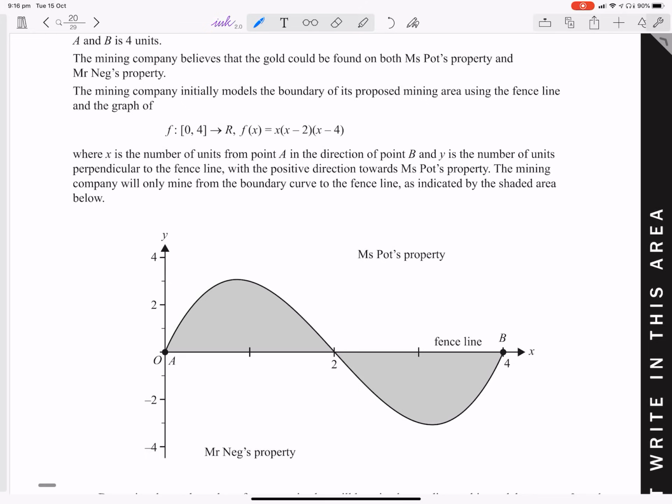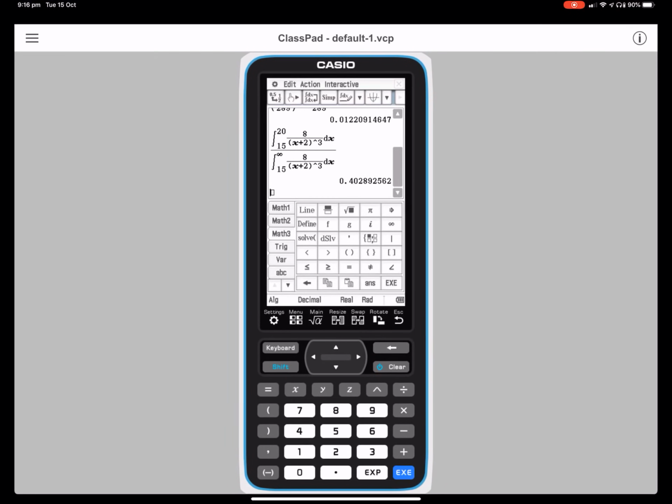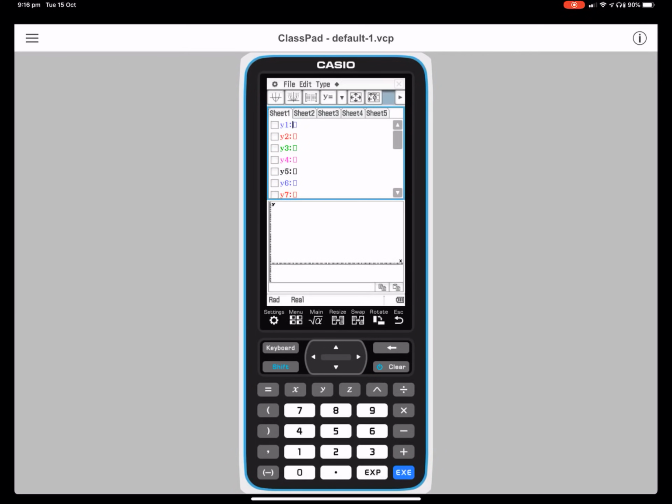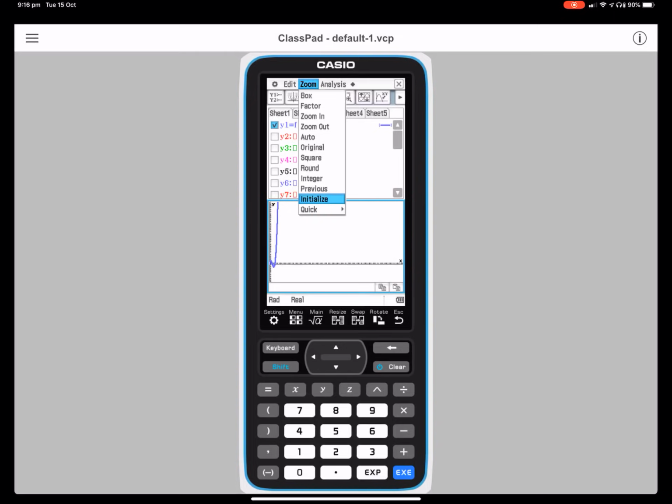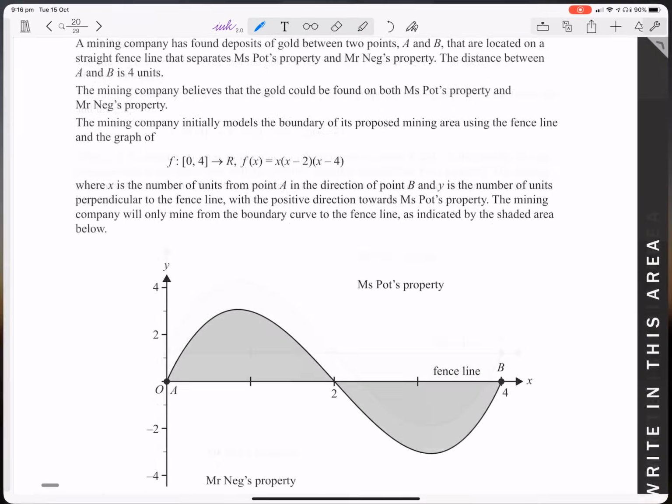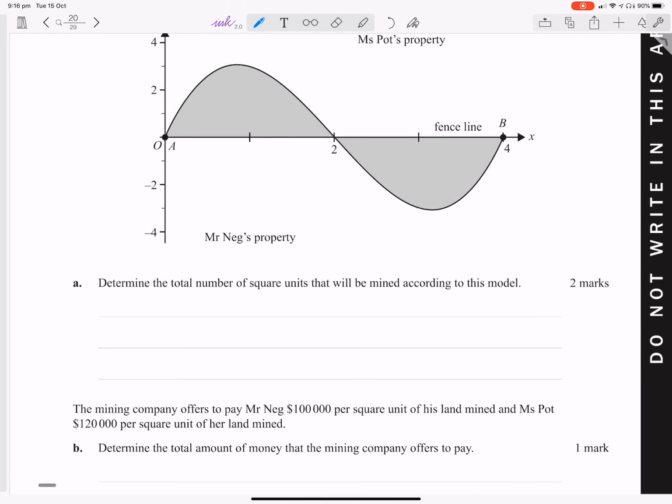Mr. Potts' property. Okay, so let's put it x minus 2, x minus 4. I'll put a times in there because sometimes it stuffs up. Define it as f of x. So f of x, zoom, initialize. Okay, determine the value according to this model.